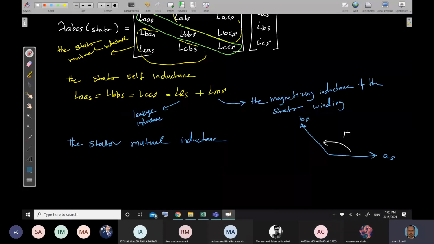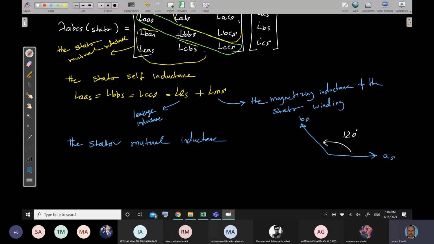120 degrees. Why? Because I have three phases distributed uniformly in a circle, which is 360. So 360 over 3 is what? It is 120. If I have a five-phase machine, the angle will be what? If I need to uniformly distribute the windings, then each phase will be displaced by 360 over 5, which is 72.